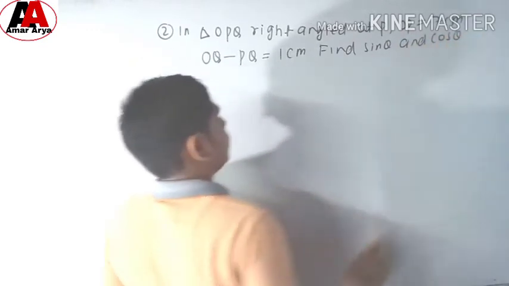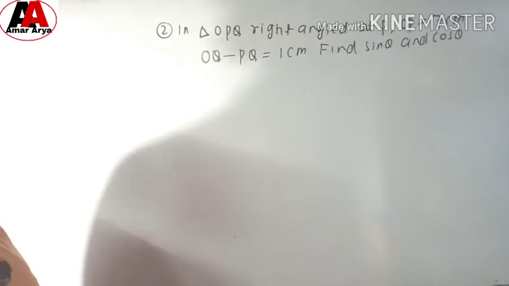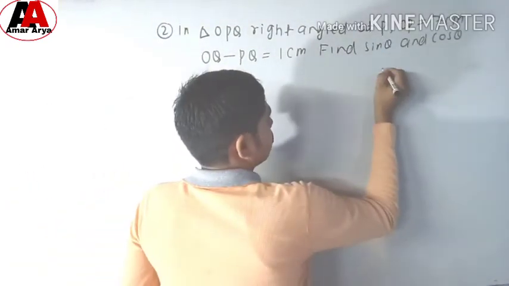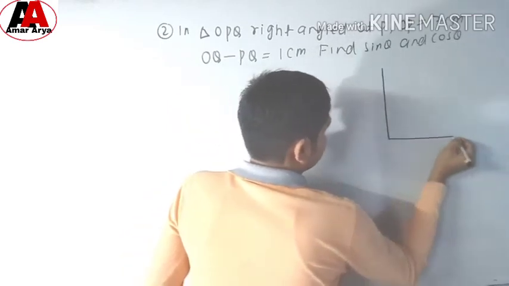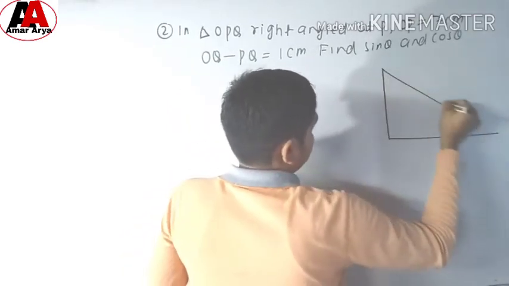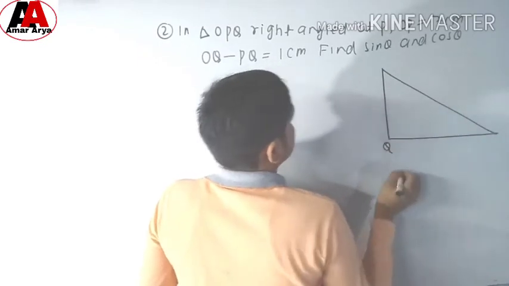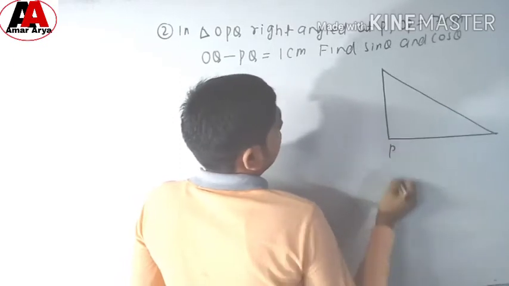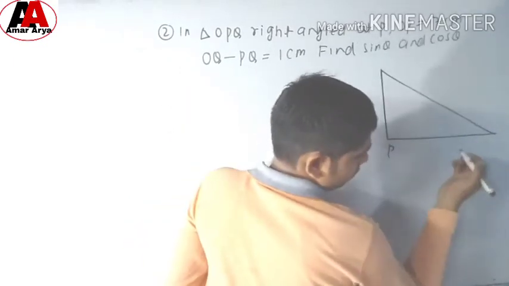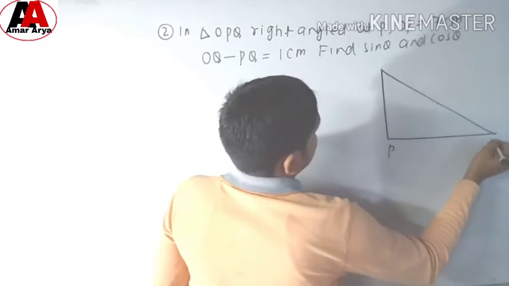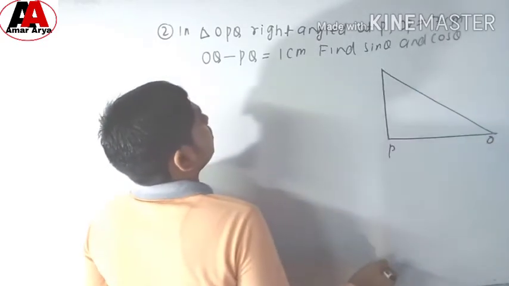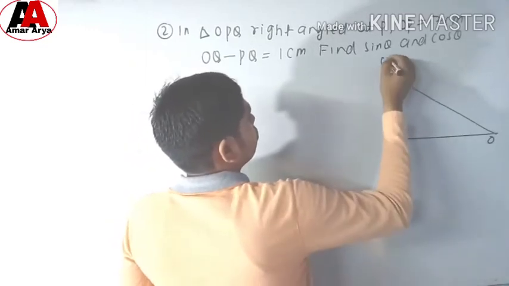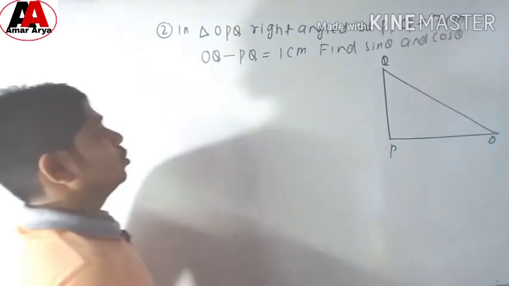This is the question. Okay, so please try to find here in triangle OPQ right angle at P. This is the right angle triangle, and the right angle is at P. Here this is the Q and right angle at P. So this is the P and here is the OP. So we can write here OP equals 7 centimeter. Okay, so this is the question.